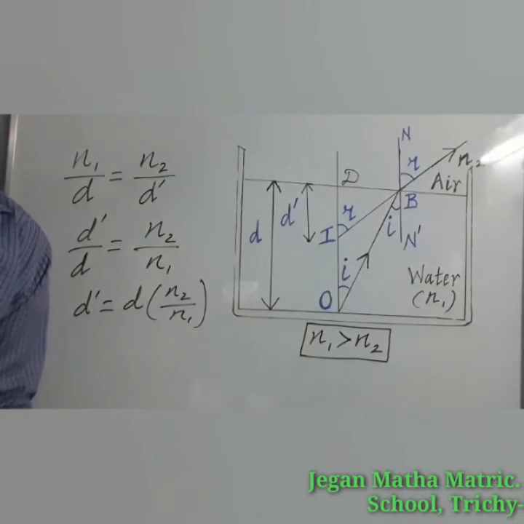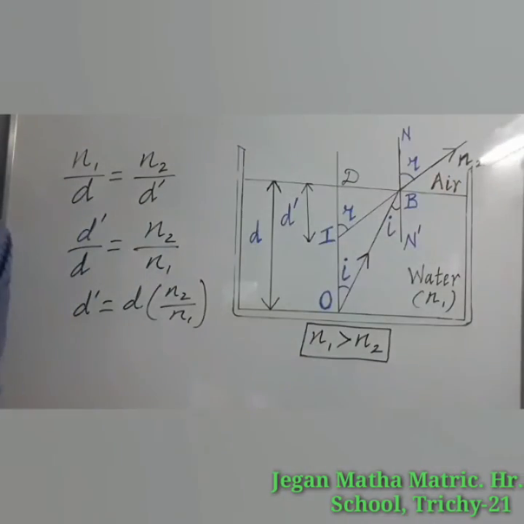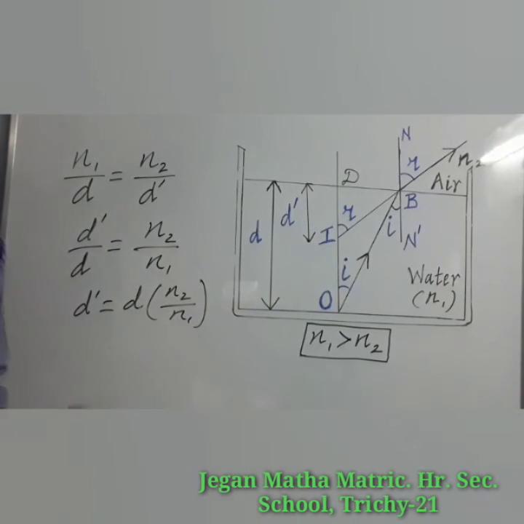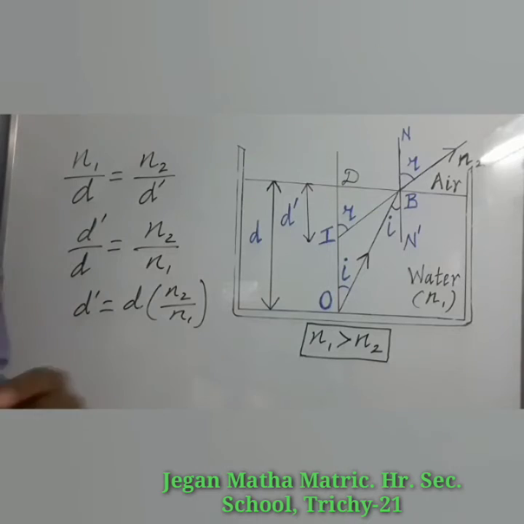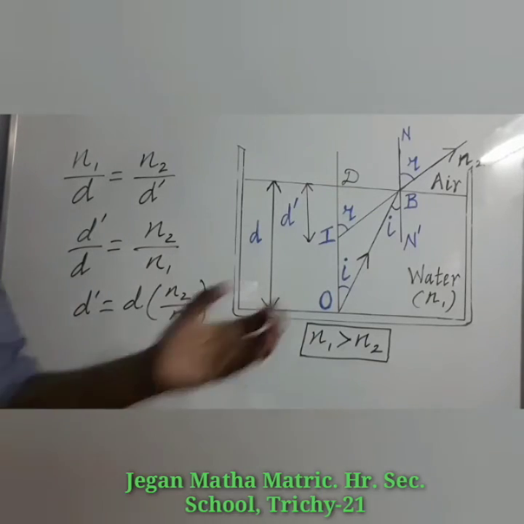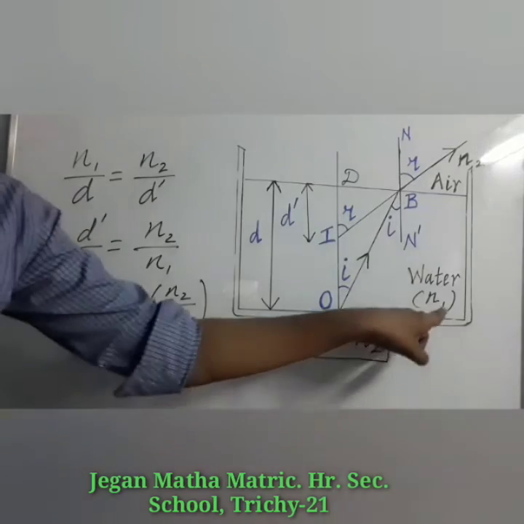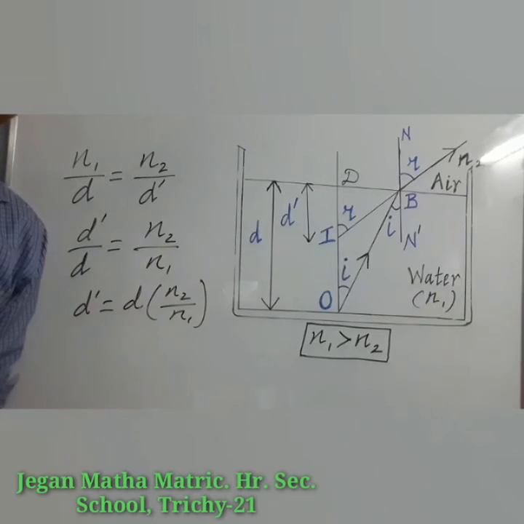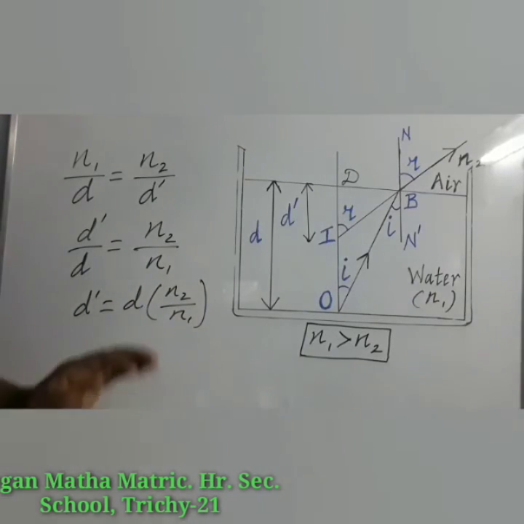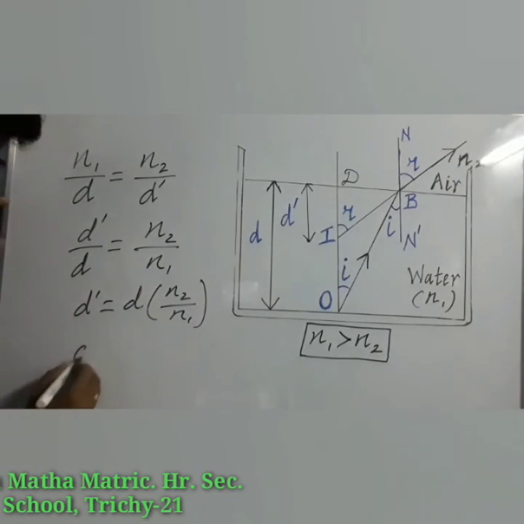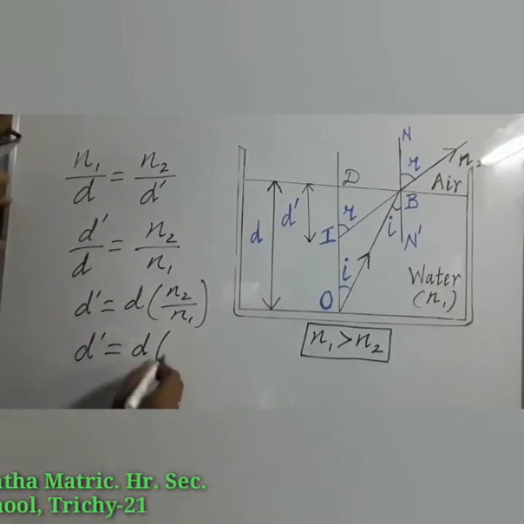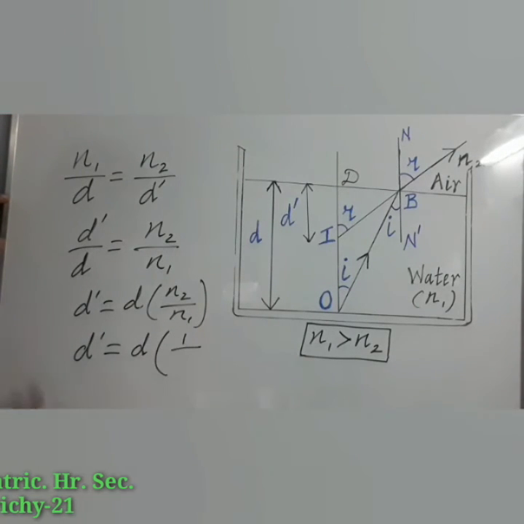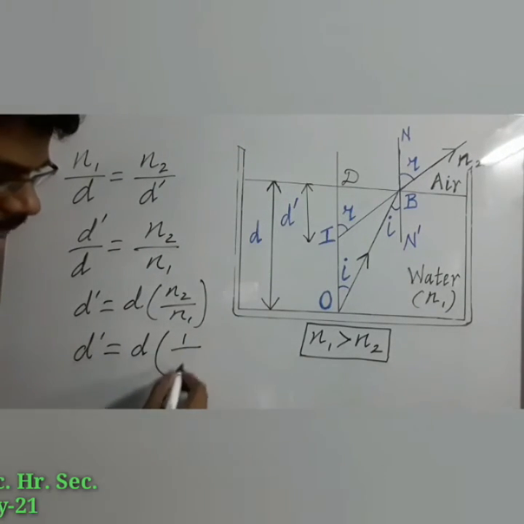In this situation, the rarer medium is air and its refractive index N2 can be taken as 1. We know already, the refractive index of air is 1. And the refractive index of water, which so far we have taken as N1, hereafter we can take as N. In that case, the equation for apparent depth can be written as d dash is equal to d into N2, which is taken as 1, so there is no need to write the numbers in the subscript. So N1 can be written as N itself.